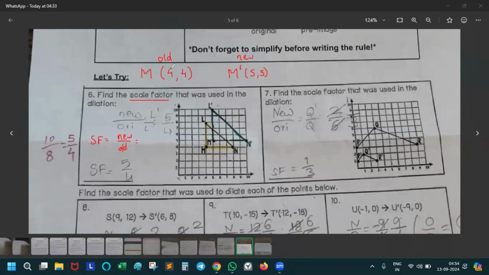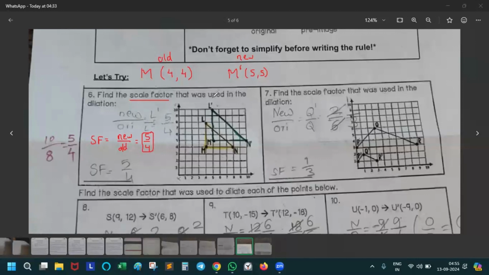And you can choose any coordinate you like. You can choose either the x coordinate or the y coordinate. It turns out they're both the same here, but it may not be the same in other examples. So choose either the x or the y. What is the new x coordinate? 5 by 4. Yes, that is the scale factor.